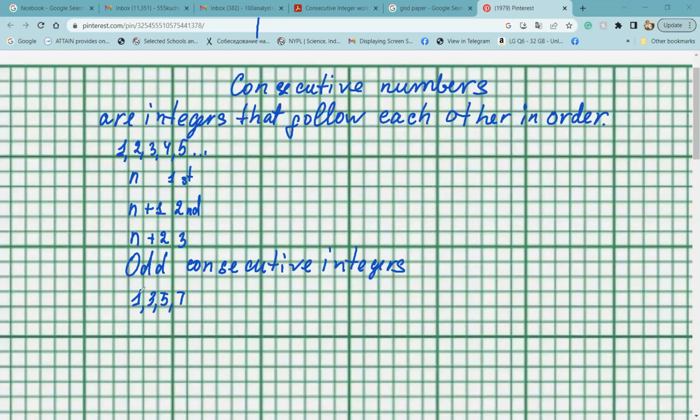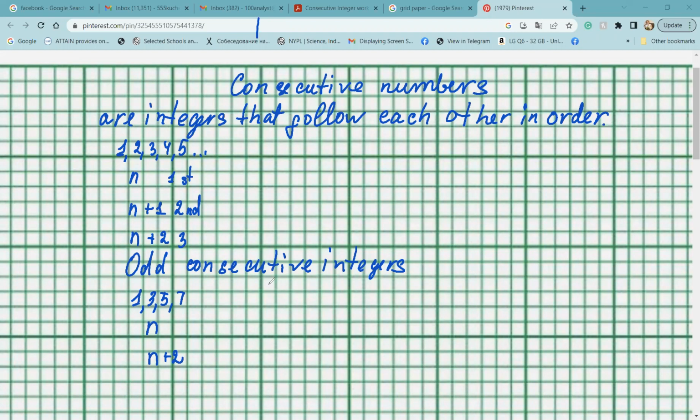For example, to get from 1 to 3, you need to add 2. From 3 to 5, you should add 2, and so on. So if n is the first number, then n plus 2 will be the second number. N plus 4 will be the third number, and so on.